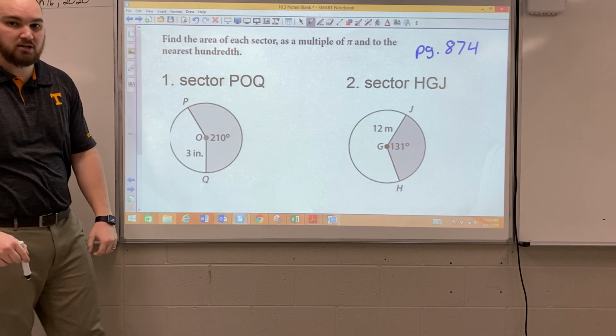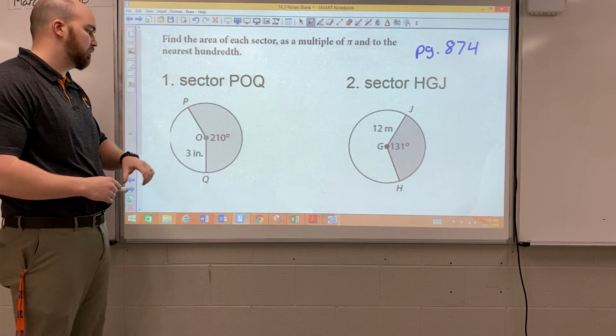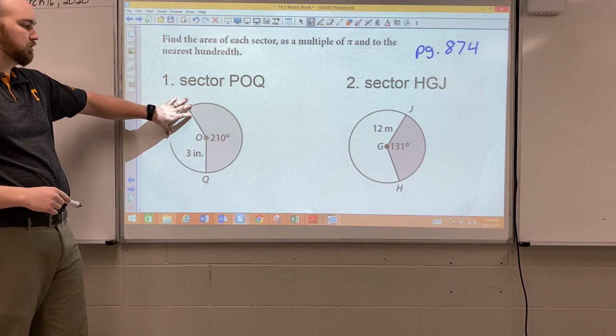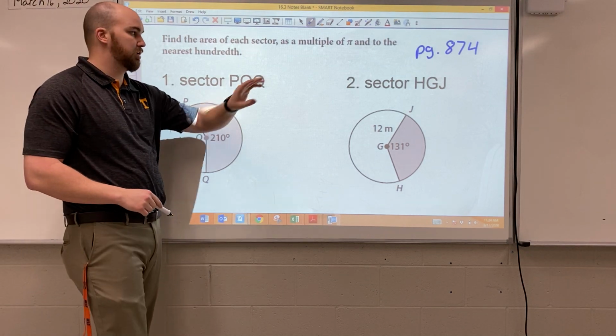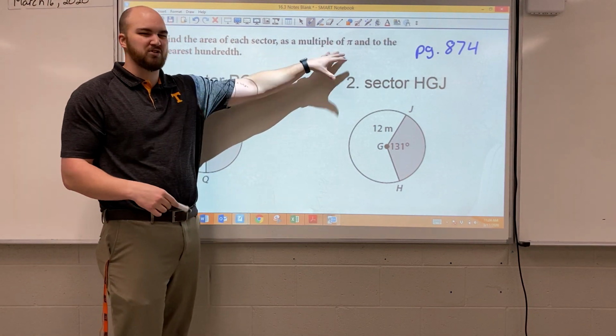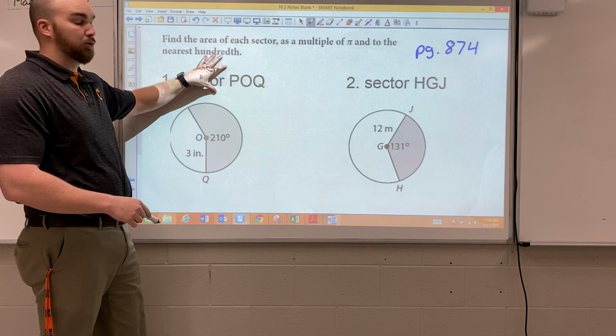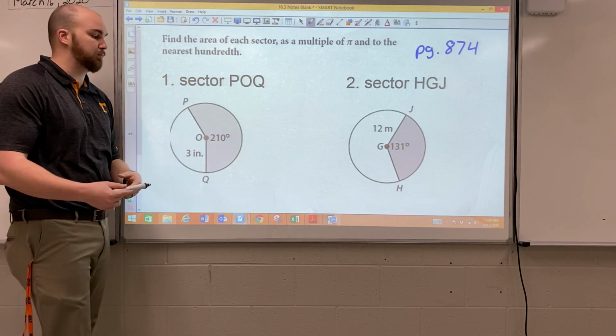So let's look at page 874, you'll find examples here. So for this first one, okay, it wants us to write these answers two ways. We're going to do a multiple of pi, which is just in terms of pi. And we're going to round it to the nearest hundredth, or two decimal places.